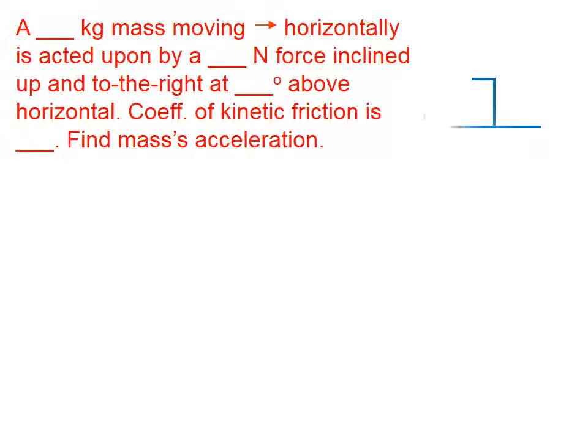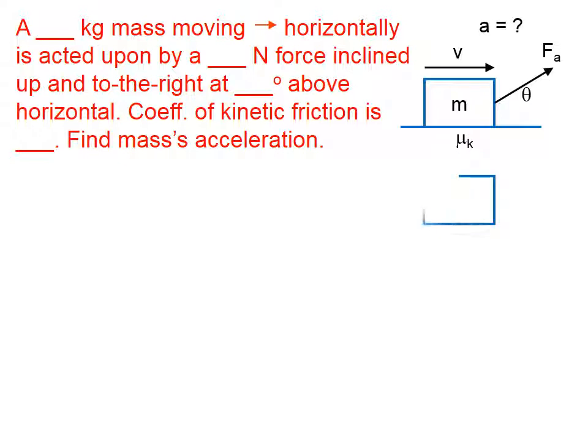We've got a mass, and it's moving to the right horizontally, and it's acted upon by some Newton force that's inclined up and to the right at some number of degrees above horizontal. So I've drawn that in the picture here. We have our mass, it's on a horizontal surface, it's moving to the right, and it's acted upon by some applied force at an angle so many degrees above horizontal. The coefficient of friction is given, and we want to find the acceleration of the mass.